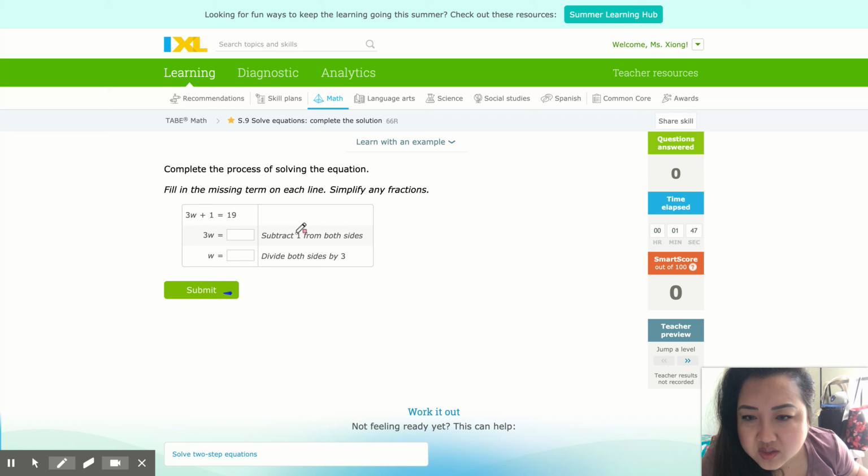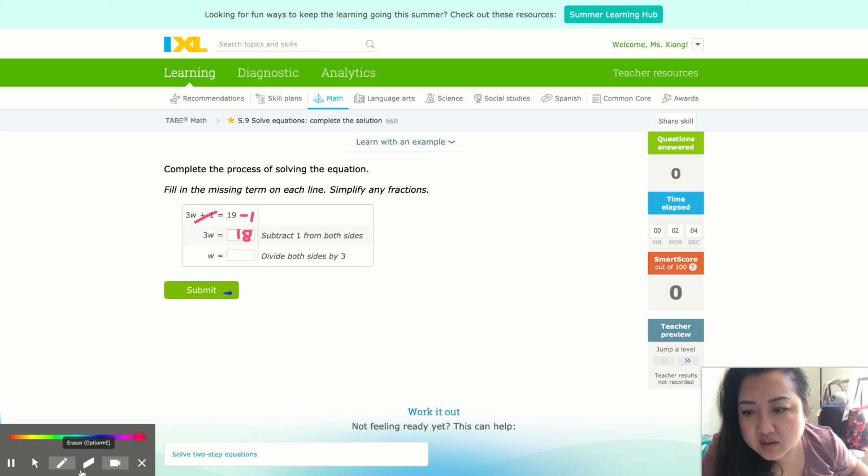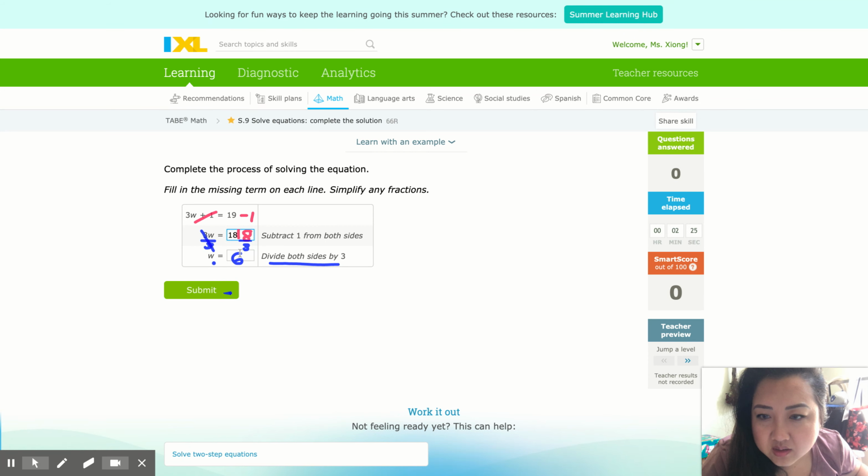All right, so now they want us to subtract 1 from both sides. If I subtract 1, this 1 cancels out, so I have 3w. And then 19 minus 1 is 18. I'll type it in a bit. And then the next step here, they want us to divide both sides by 3. So divided by 3, the 3's will cancel. I get w. And then I need to do 18 divided by 3, which is 6. All right, so I need to go in, put in my answer, 18 and 6. Let me erase it so we can see it.